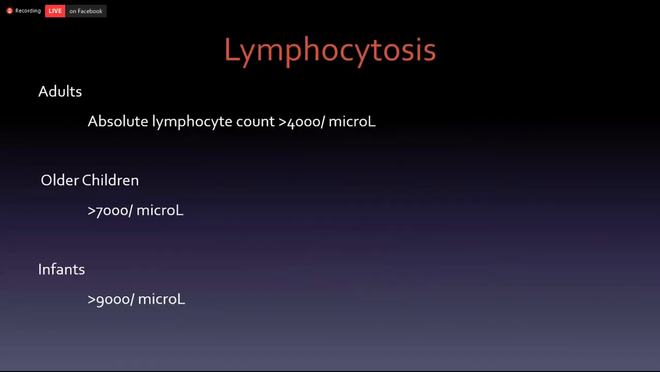So what is lymphocytosis basically? It's an absolute lymphocyte count of over 4,000 per microliter in adults, over 7,000 in older children, and in infants it's more than 9,000.